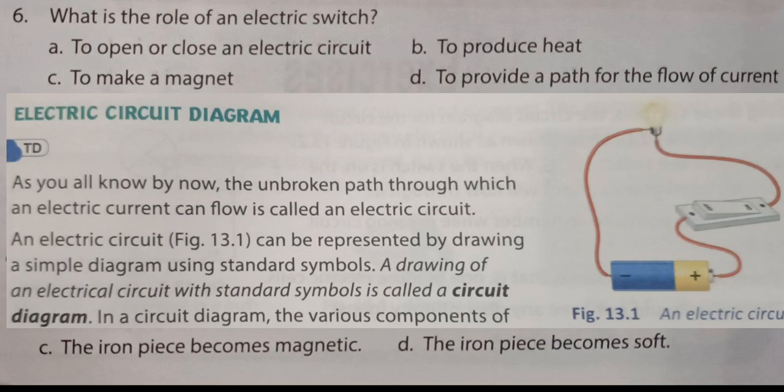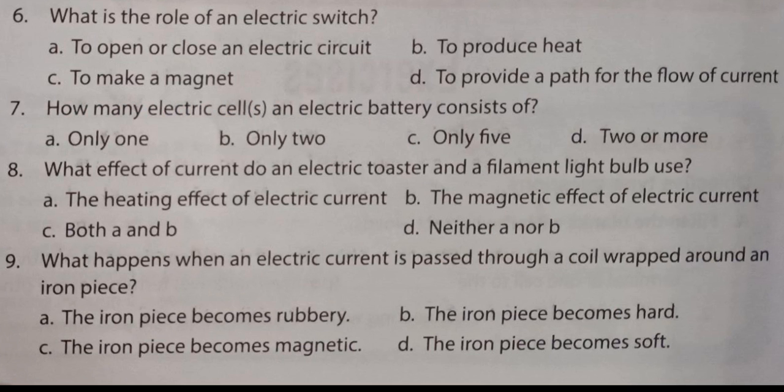As you all know by now, the unbroken path through which an electric current can flow is called an electric circuit. It can be represented by a diagram as in figure 13.1 where standard symbols are used. So this is a circuit diagram. So the answer to question number 6 is option D, to provide a path for the flow of current.